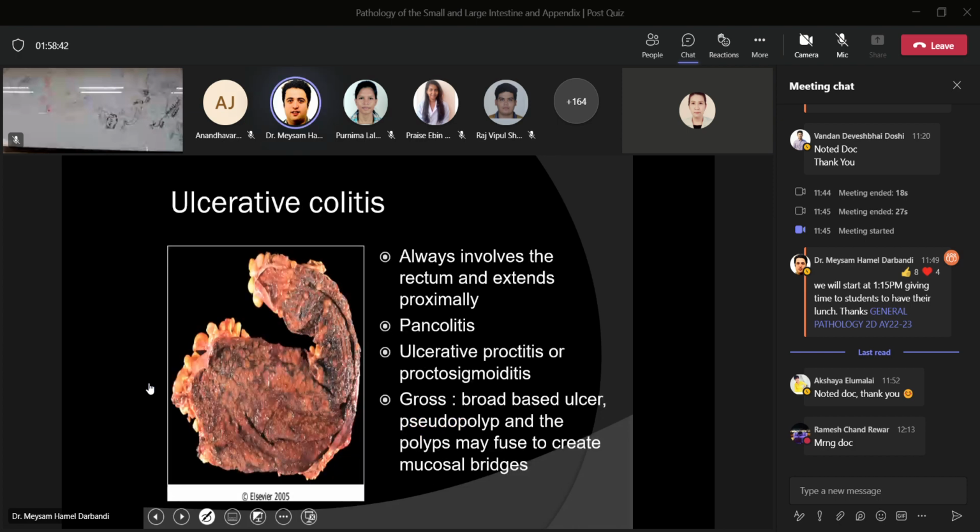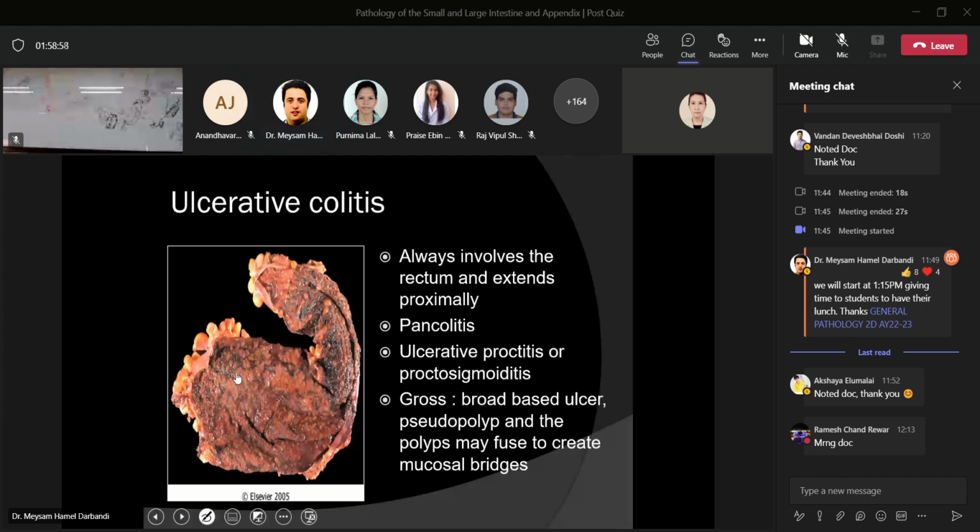So go to ulcerative colitis. It always involves the rectum and extends proximally.